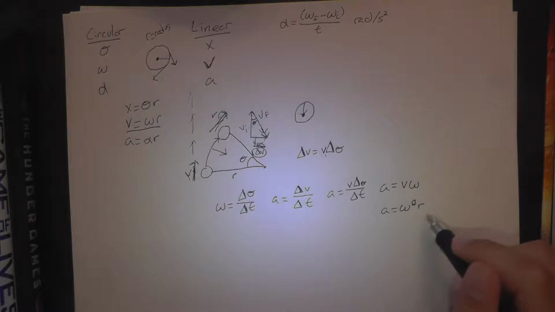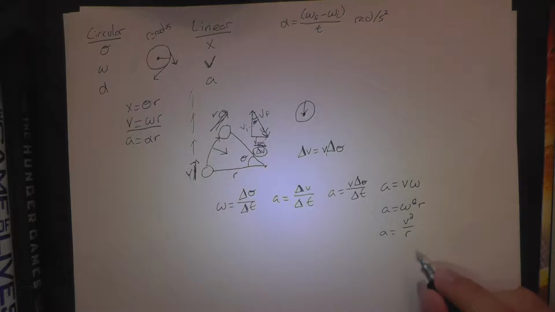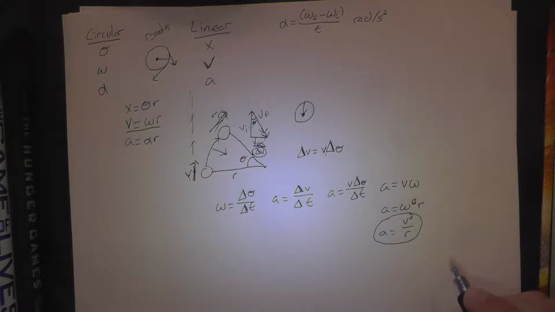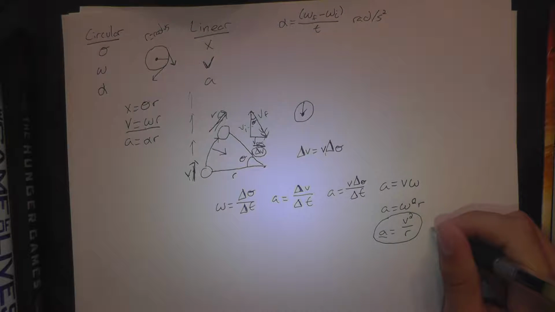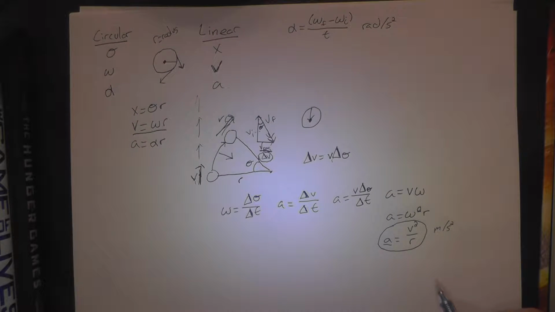So if we want to rearrange there to get rid of our angular acceleration, we end up getting velocity squared over radius also equals centripetal acceleration, which is the formula you'll most typically see for this value, our centripetal acceleration, which once again is measured in meters per second squared. You will notice, because it's the meters per second up there that we're going after.